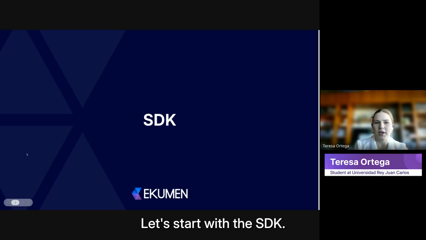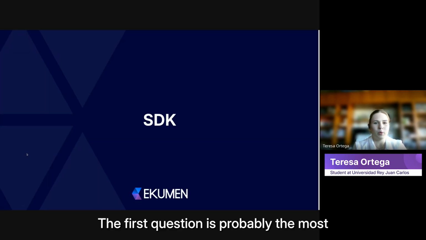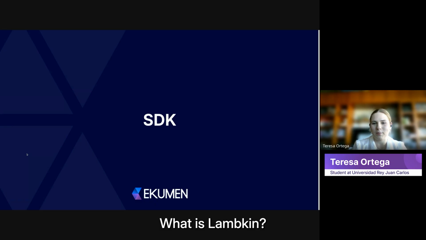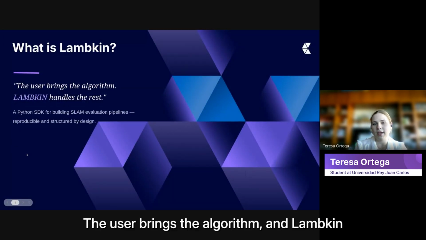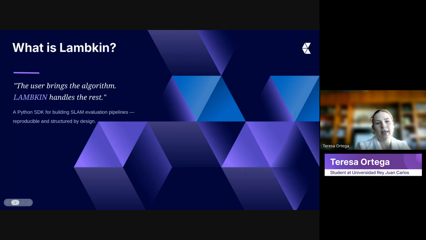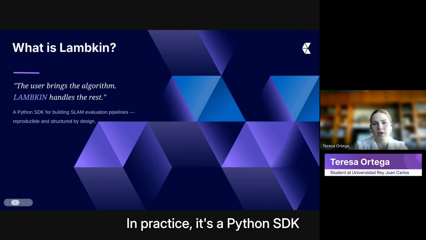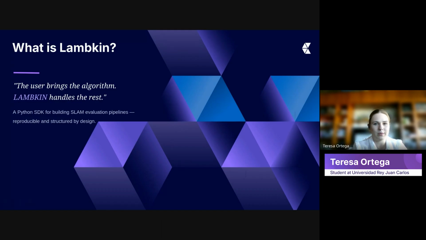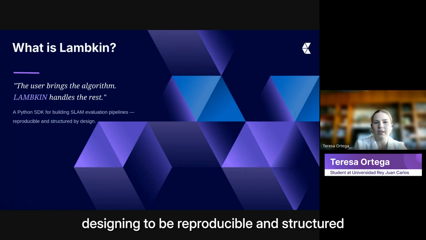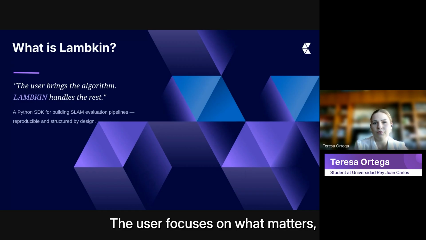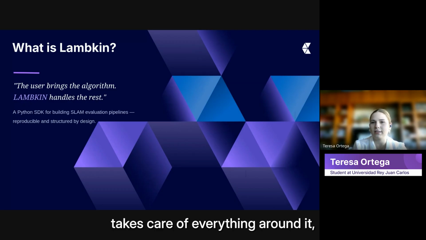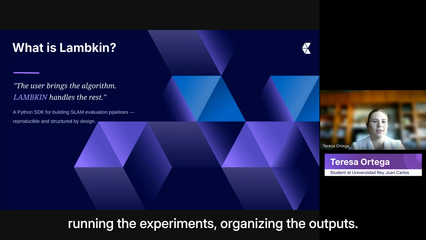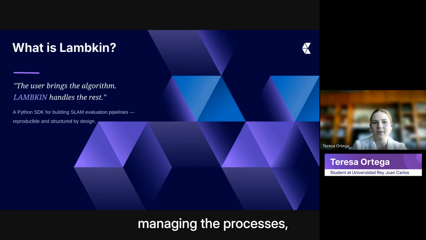Let's start with the SDK. The first question is probably the most obvious one. What is LAMBKIN? The philosophy fits in one line. The user brings the algorithm and LAMBKIN handles the rest. In practice, it's a Python SDK for building SLAM evaluation pipelines, designed to be reproducible and structured by design. The user focuses on what matters, the algorithm, the parameters, the data, and the SDK takes care of everything around it, running the experiments, organizing the outputs, managing the processes.